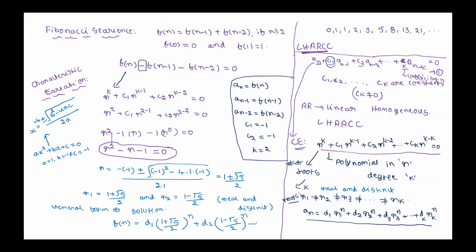Is that okay? Now, finally, what is f of n? F of n we got as some constant d1 into 1 plus root 5 by 2 whole power n, plus some constant d2 into 1 minus root 5 by 2 whole power n, for all n greater than or equal to 0.